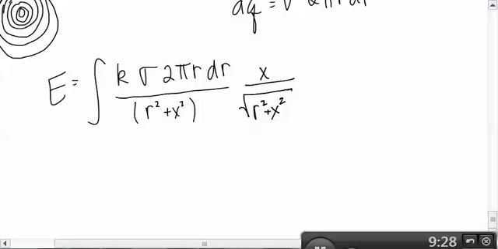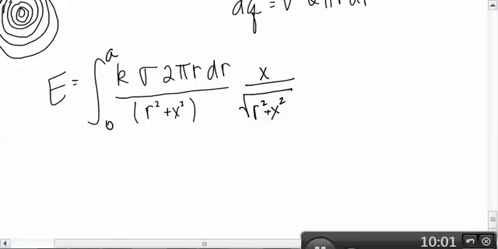Because remember, we are creating a disk by adding rings of R1, R2, R3, R4, R5, R6, R7, R8, all the way to R equals A. So we're going to go from 0 radius to A radius. X is a constant. K is a constant. Sigma is a constant. 2 pi is a constant. We got a lot of constants going on there. But we're integrating with respect to r.